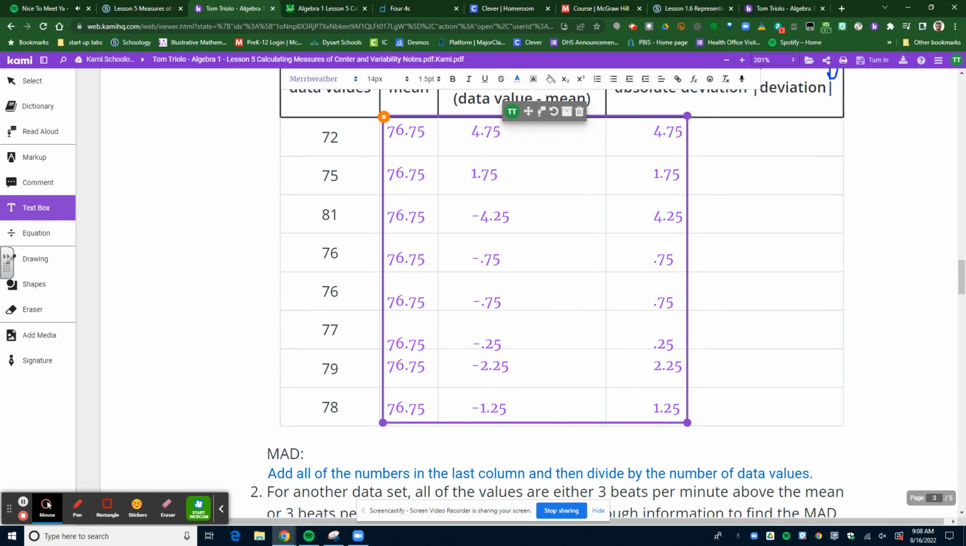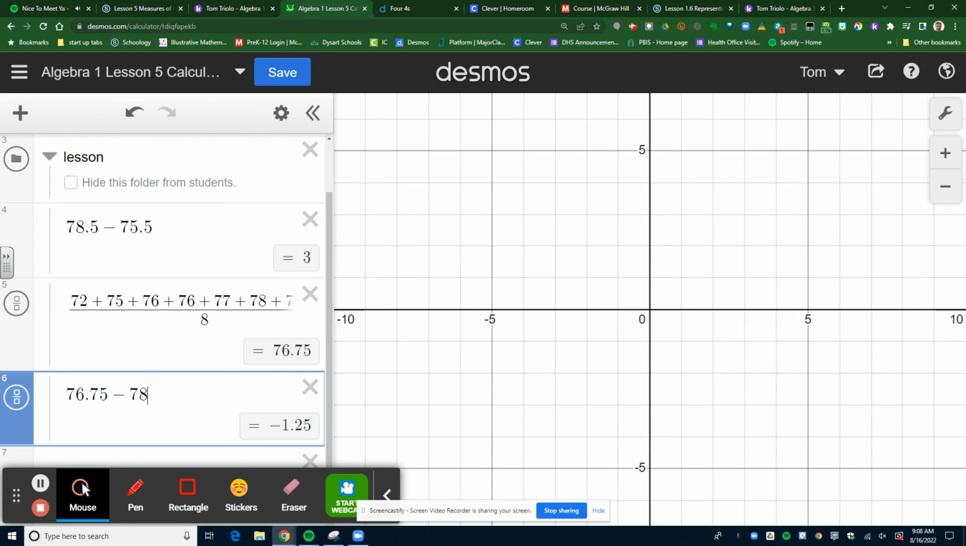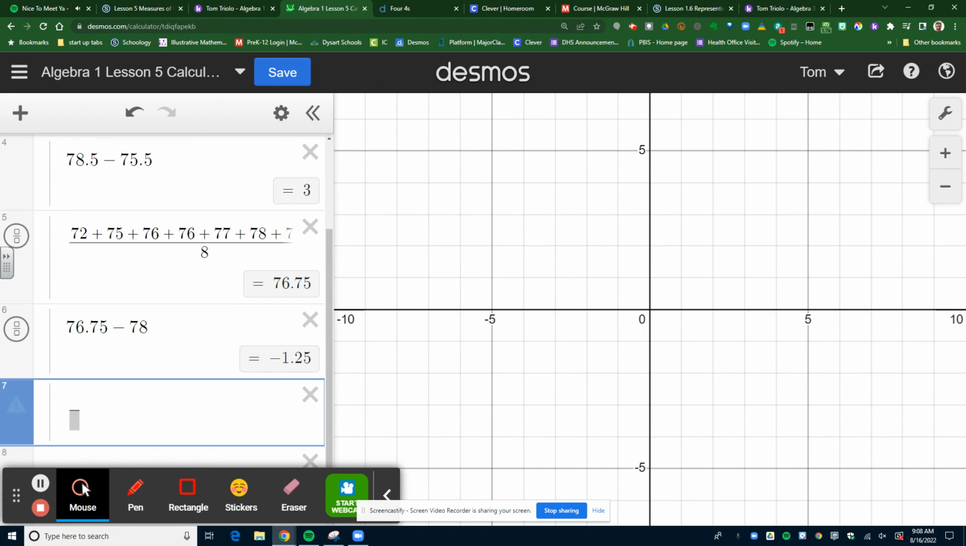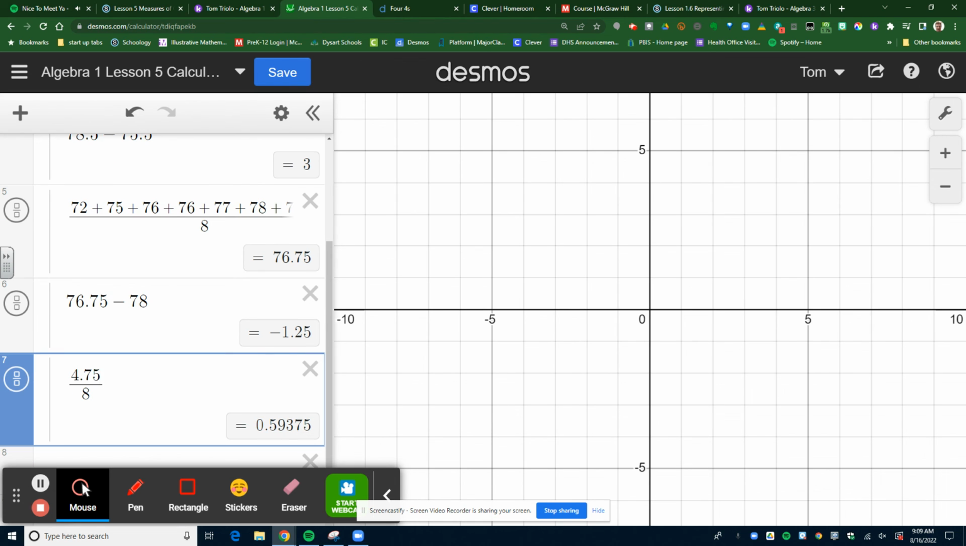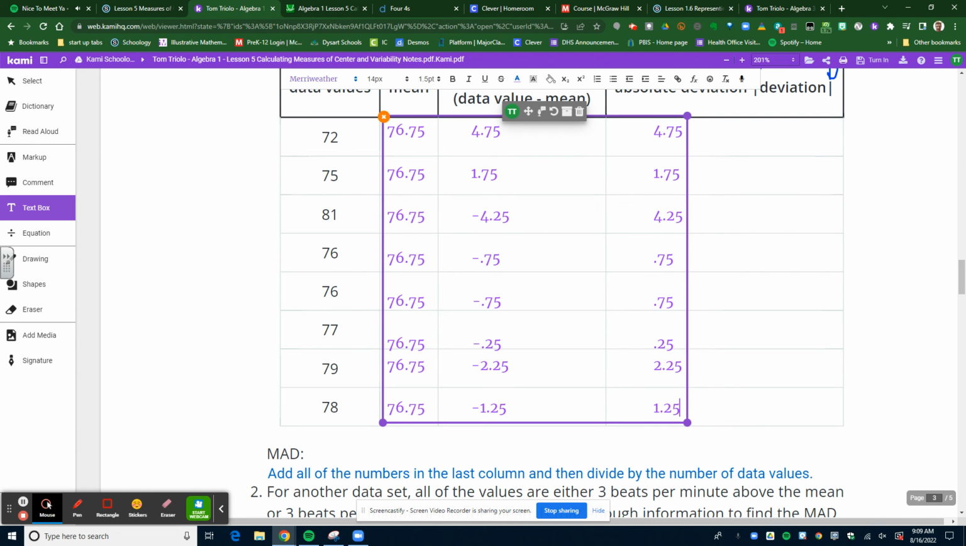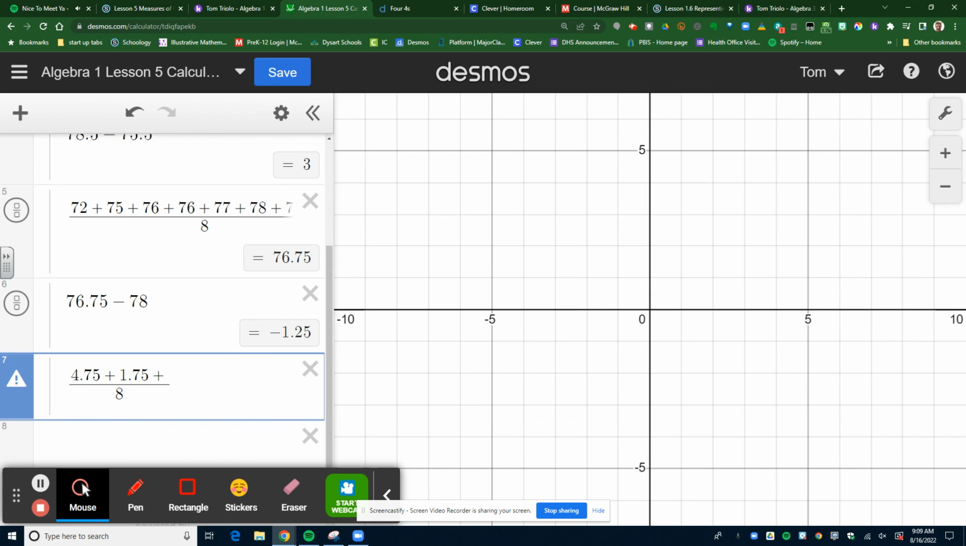So go back to Desmos. How are we doing time-wise? We're doing awesome. Okay. Make the fraction bar just like before. Put 8 in the bottom. On the top, I had 4.75, 1.75. Stay in the top. Plus 1.75. Get rid of that little apostrophe. Plus 4.25. Plus 4.25, plus, okay, you do the rest.